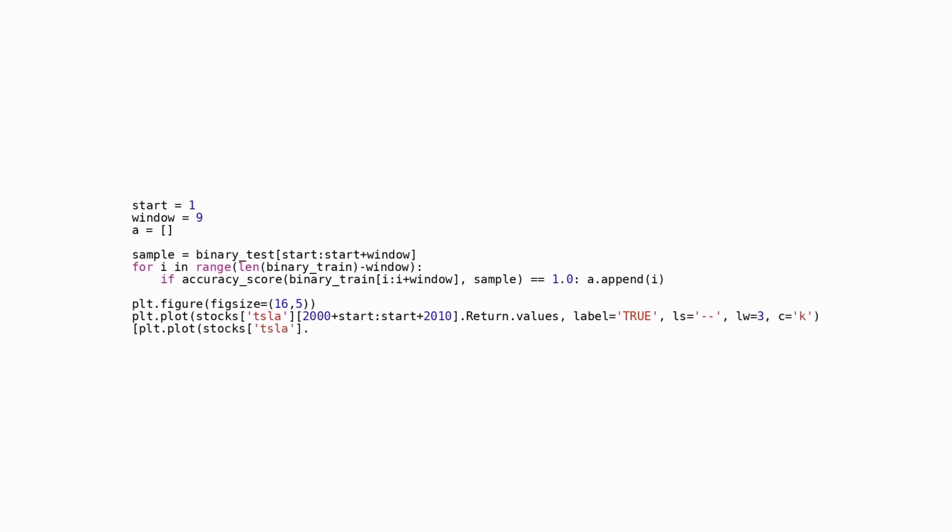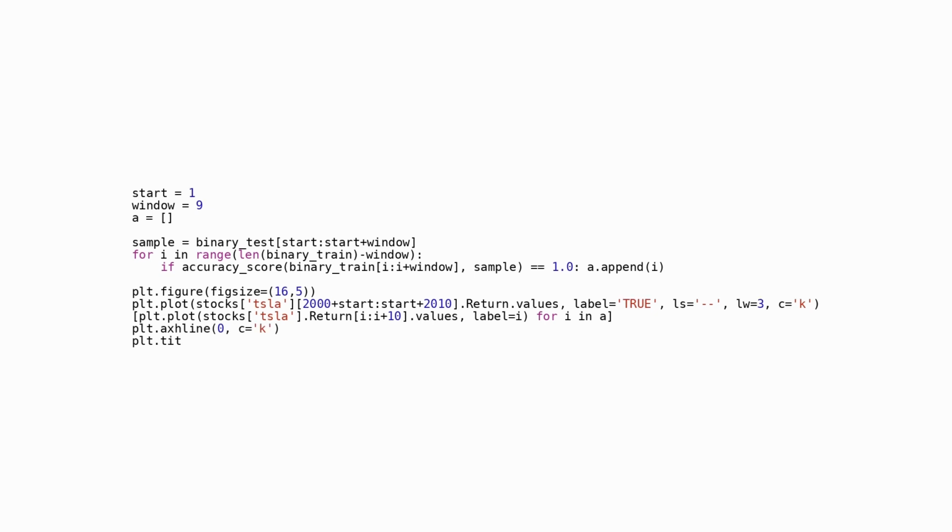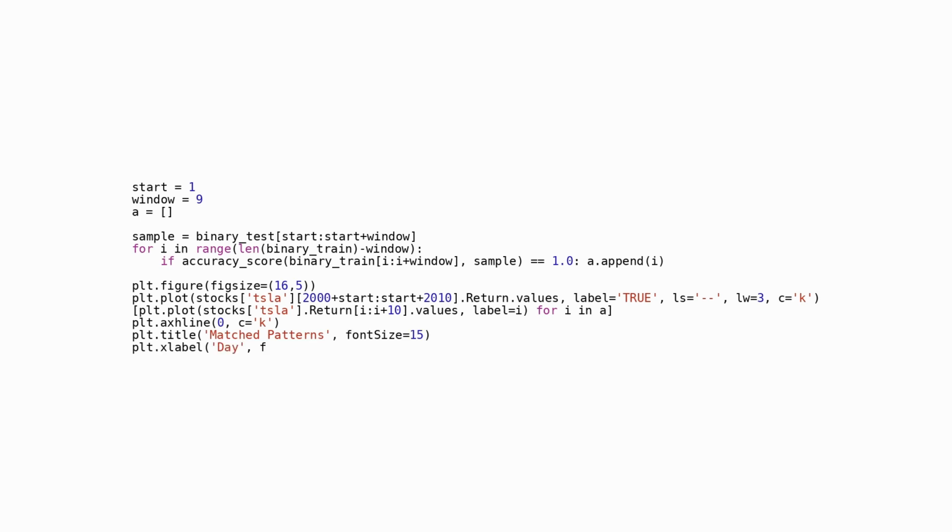6. Using Matplotlib, a graphical representation is generated to display the original time series data true in comparison to the segments of data from TSLA stock return values that align with the sample. 7. A reference horizontal line is included at 0 on the plot for clarity.